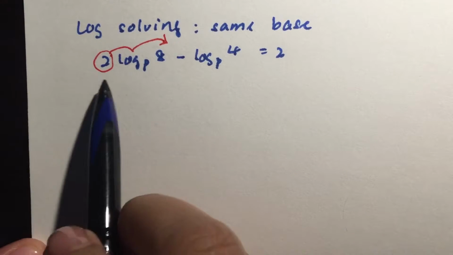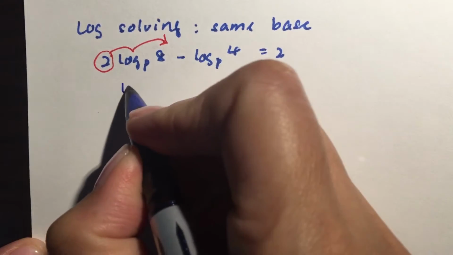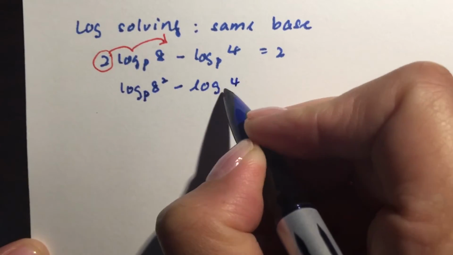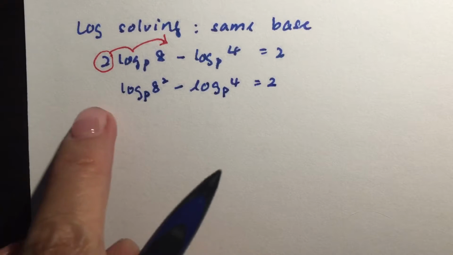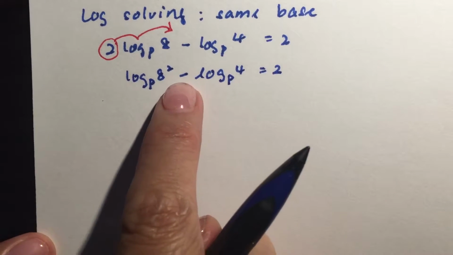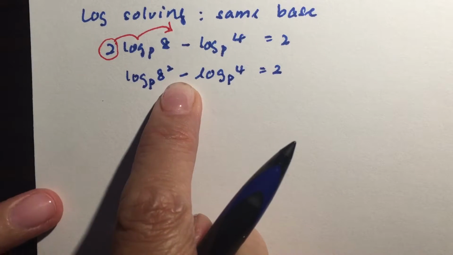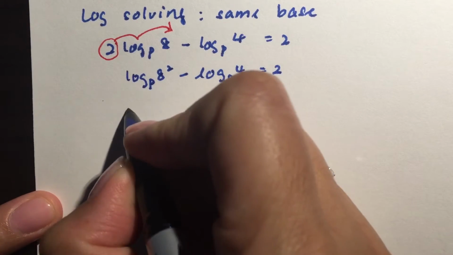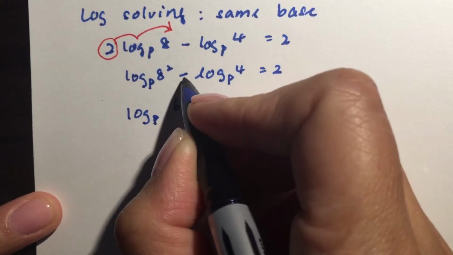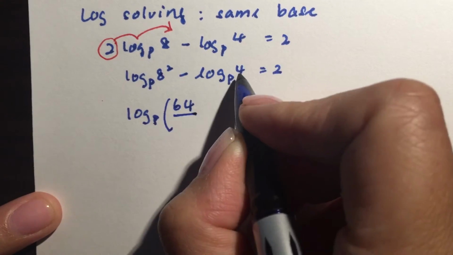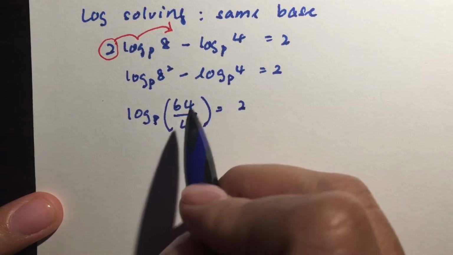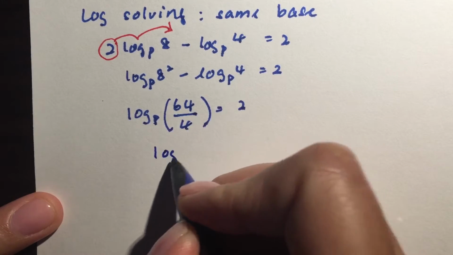alright? So what you're going to have is that this 2, you use the power rule, so you have log 8 squared to base p minus log 4 base p is equals to 2. Now on the left hand side here, I realize that, hey, I have both base p and this is your subtract here, so which means I can use the quotient law, so which means that I have log base p, and this will be 8 squared, which is 64. This one, the minus, is actually a division, and this is a 4 here. Alright, now I can simplify this, so 64 divided by 4 is actually 16.